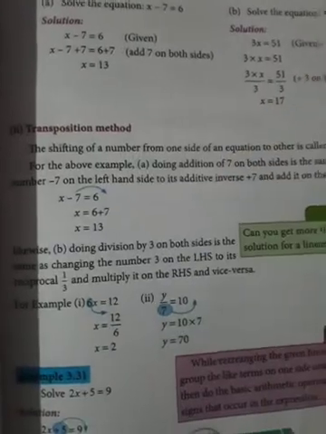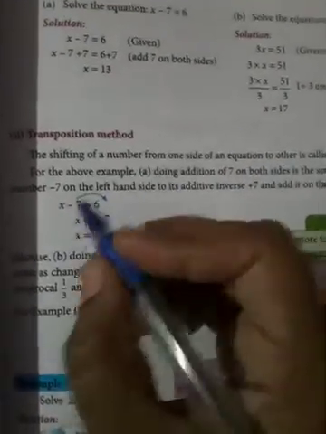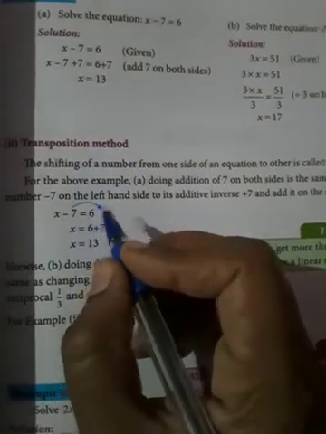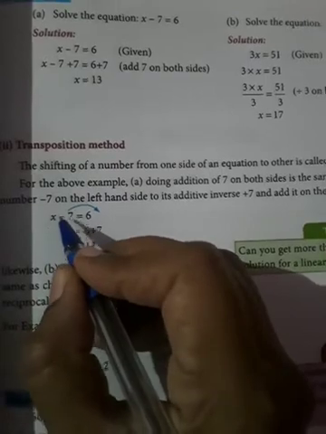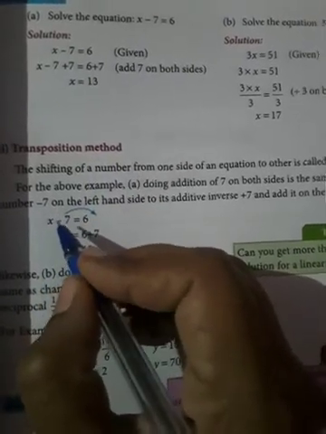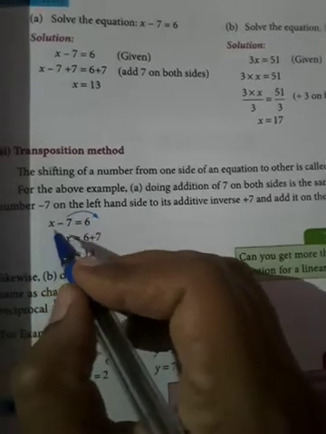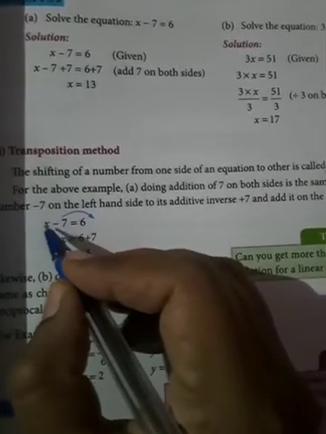Now another method is there, called the transposition method. Compared to the previous method, transposition is a little bit easier. In future also you can use this method. So the same example, x minus 7 is equal to 6. I need to find the value of x. If it is solved, what do you want to find out? You want to find out the value of the variable. Variable is an alphabet, so this alphabet's value you have to find out.